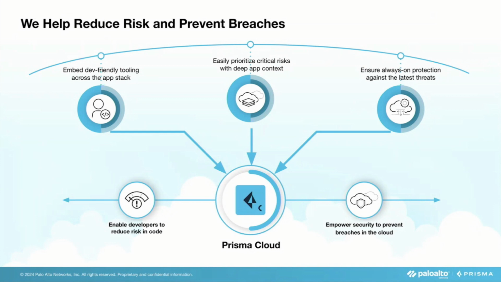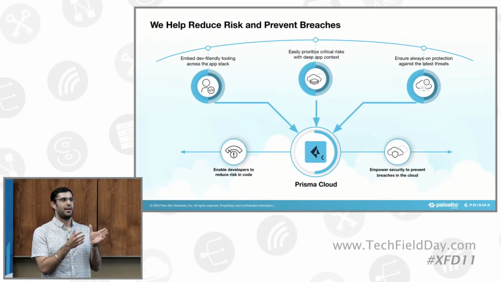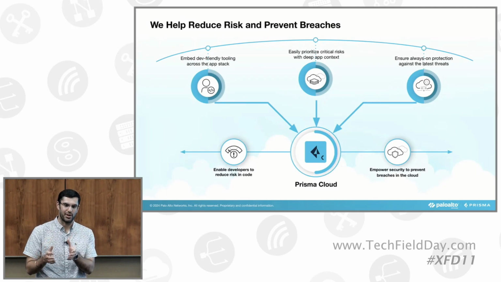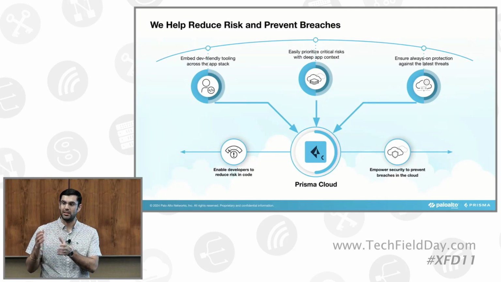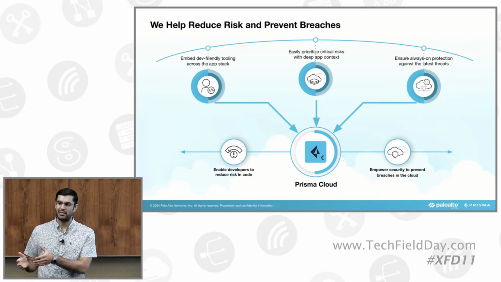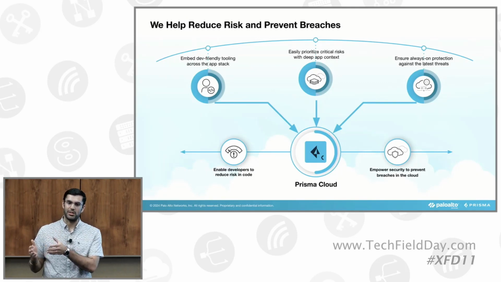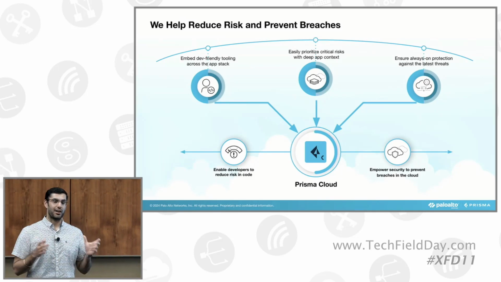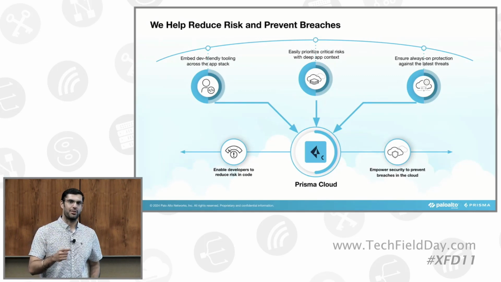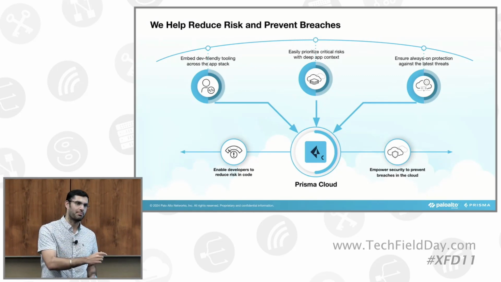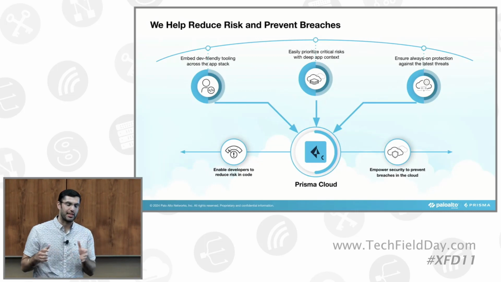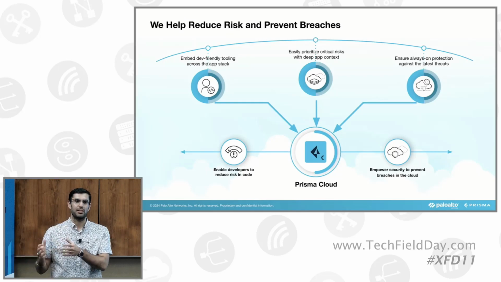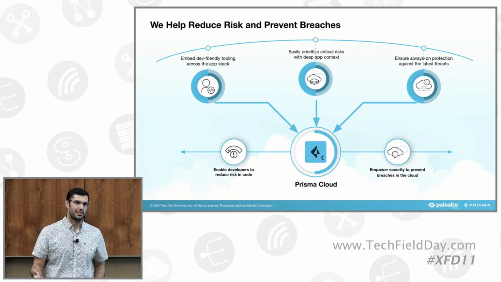That's what we want to do. We want to help you cover the entire application lifecycle by embedding developer-friendly security on the very left, and then helping you prioritize risk as well as giving you application context into risk at runtime. And then as the last line of defense, we want to make sure that you have always on protection against the latest threats you may see in the cloud environment. What our customers have found is that we're helping you enable your developers to be more efficient by reducing the risk in code and shifting left. And then we're empowering your security teams on the right to prevent breaches and take that actionable information to developers to go be the heroes within their organization.